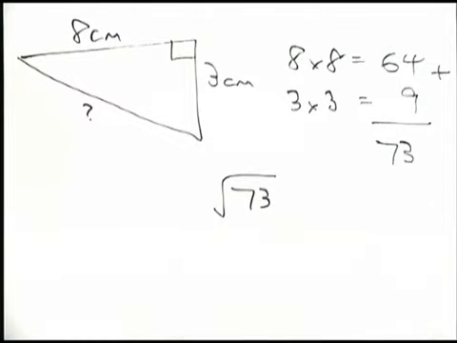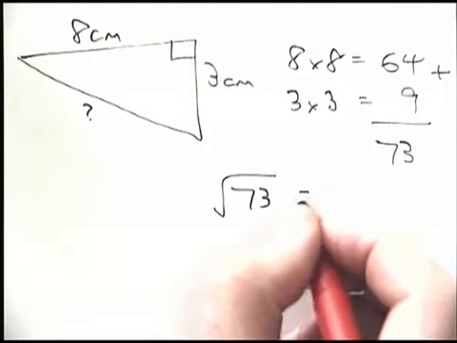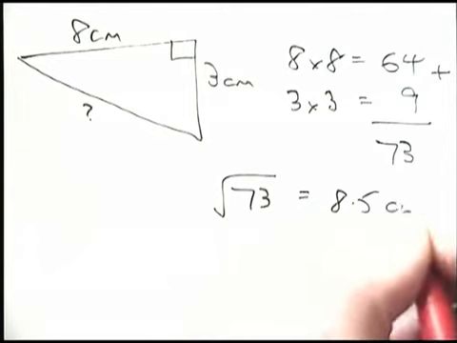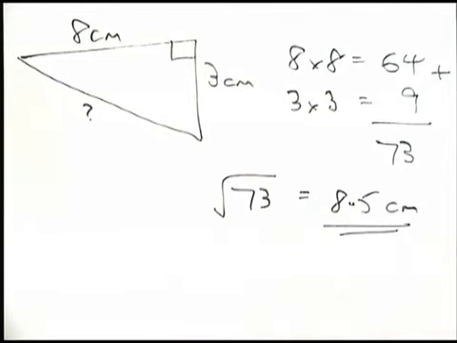Then 73 needs to be square rooted, and you need a calculator to do that. Square root 73, you get 8.5 centimetres, and that will be the length of the missing side.